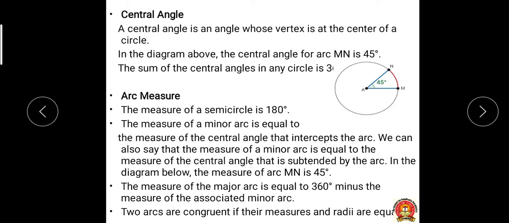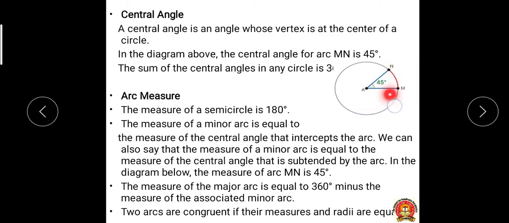Now the central angle. A central angle is an angle whose vertex is at the center of a circle. So A is the center of the circle. N and M are the points on the circle. These are the two endpoints of the angle's arms. According to the diagram, angle MAN is 45 degrees. The central angle is equal to the corresponding arc MN, so your arc MN is also 45 degrees.